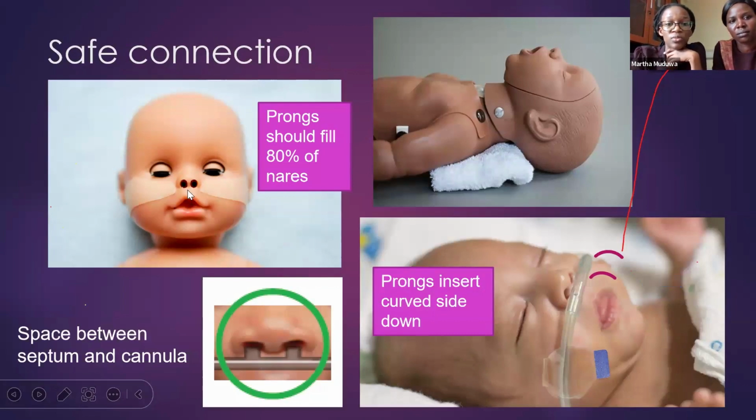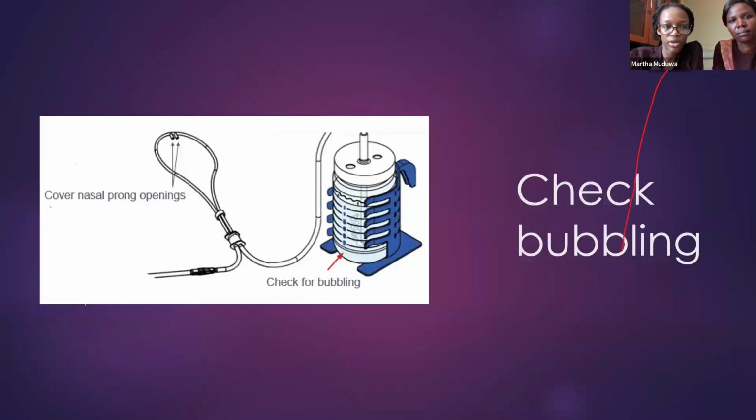So first of all, the tubes that you pick should be the right size. So your cannulae that you're using for CPAP should be the right size. It should cover about 80% of the nostrils of the baby. You should take note that there should be some space between the septum and the cannulae. So your cannulae should not sit on the septum of the baby, otherwise those are too small. And then the prongs should also be inserted facing downwards. They should curve downwards and you should also ensure proper positioning of the infant when you're using the CPAP.